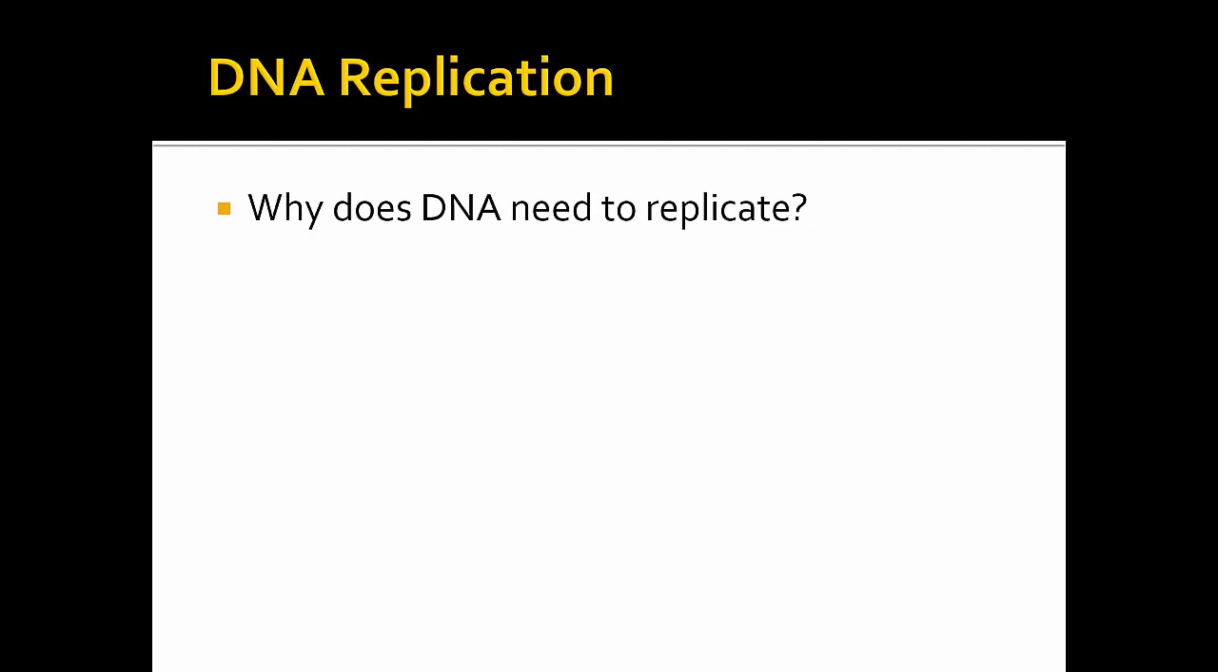So let's talk about DNA replication. Why does DNA need to replicate? When does DNA replicate is another good question. So DNA needs to replicate before cell division because remember, after mitosis is complete, you have two identical copies of the same cell. So you need to double the DNA in order to be able to separate it into two identical copies. When does that occur? Well, if you remember, that occurs during S phase of interphase after the cell has decided that it's ready to divide.